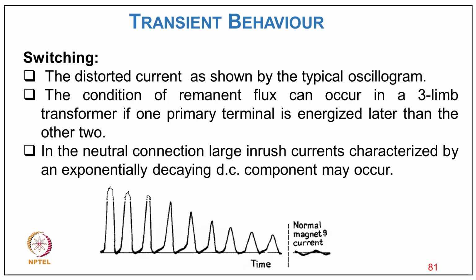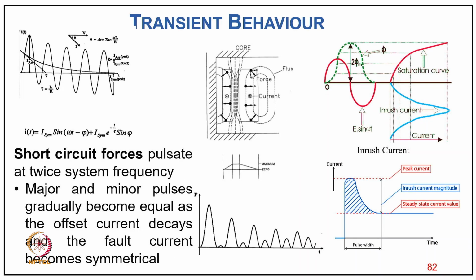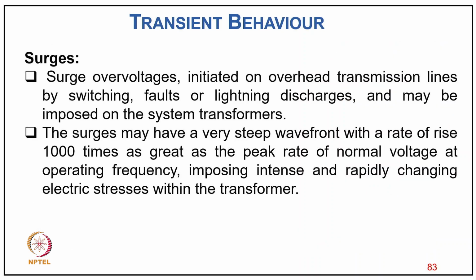So the distorted current is shown by the typical oscillogram. The condition of remnant flux can occur in a 3-limb transformer also, if one primary terminal is energized and later the other two, if the neutral is connected. A large inrush current characterized by an exponential decay, a DC component, may occur. It virtually has a DC component here, and this phenomenon can be analyzed to see why the no load current is what it is and why the inrush current is present there. Short circuit forces pulsate at twice the system frequency. Major and minor pulses gradually become equal as the offset current decays and the fault current becomes symmetrical.